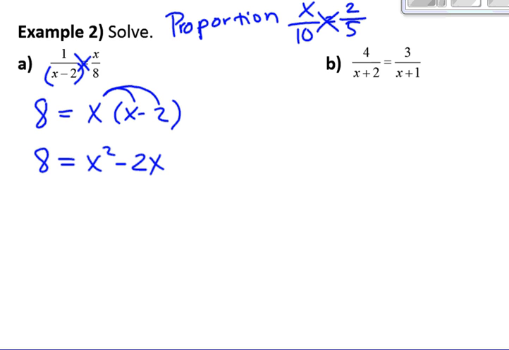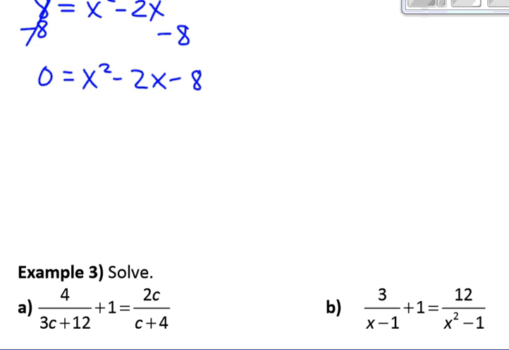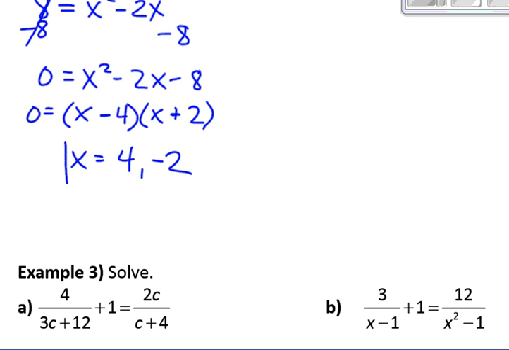Now, remember in my notes that when you're solving and you have an x squared, that is a quadratic, and you have to set this equal to 0. So I'm going to subtract 8, and now I have 0 equals x squared minus 2x minus 8. So now we're going to factor this. The factors of 8 are 2 and 4, and when those subtract, that will make -2 if 4 is negative. So then x is equal to +4 and -2.